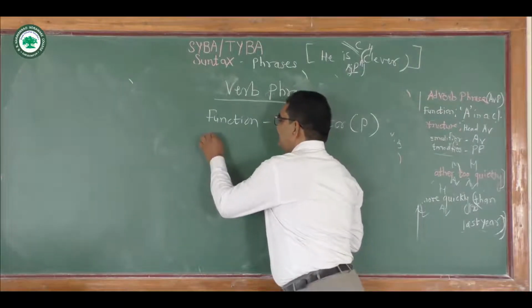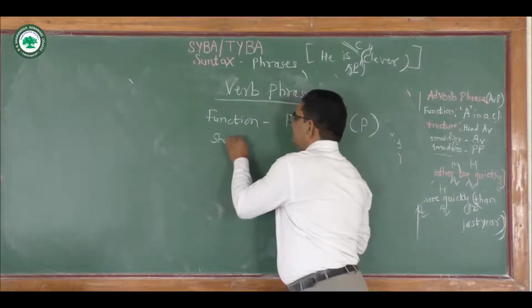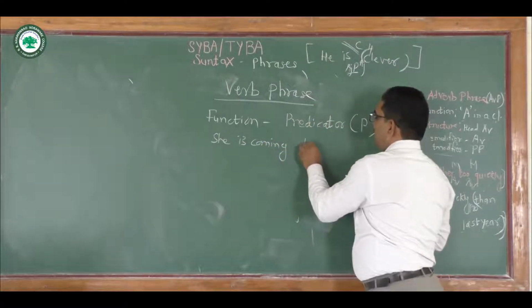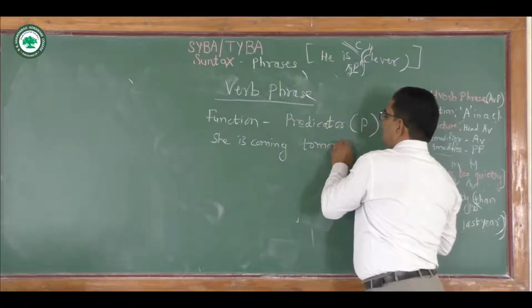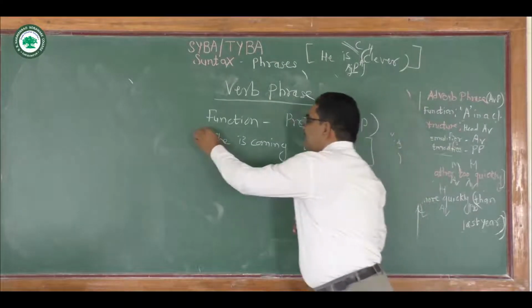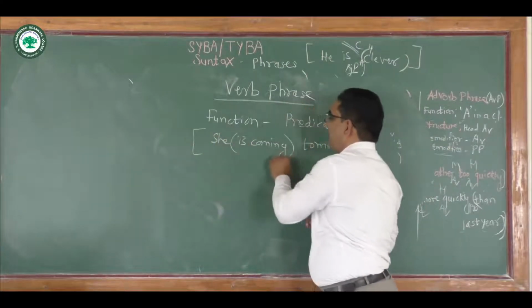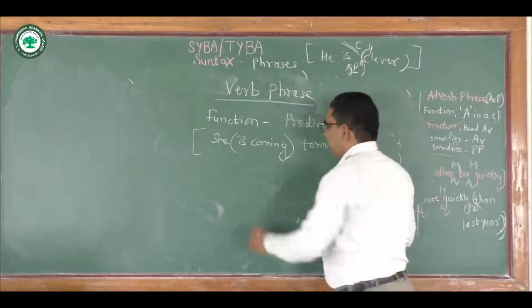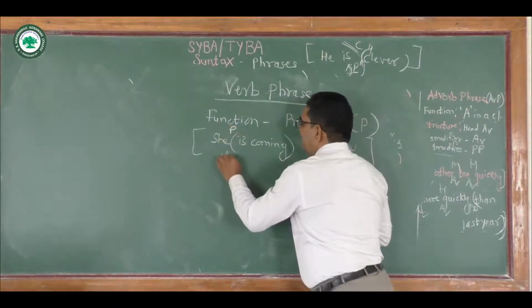So likewise, she is coming tomorrow. What is this? This is the main clause. In this, which is the verb phrase? Is coming is the verb phrase. What does it function as? It functions as a predicator.